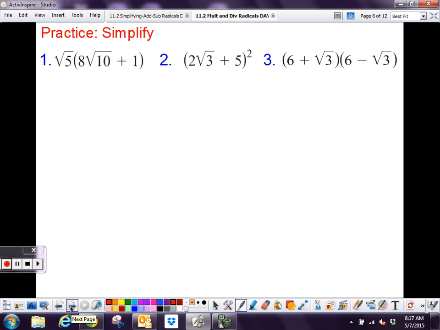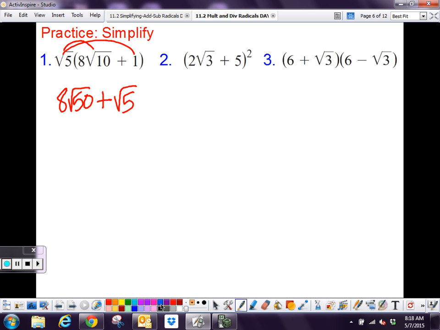So we're going to work some of these together. Number 1, now notice this is something that I just need to distribute. So I'm going to have the square root of 5 times 8 square root of 10. So I do outside times outside, inside times inside. So that's 8 square root of 50 plus square root of 5 times 1. That's just going to be the square root of 5.